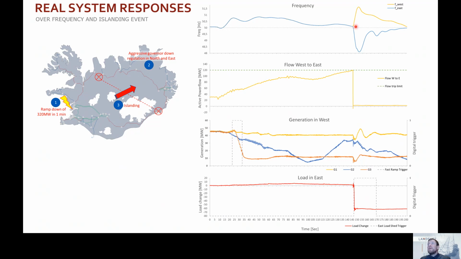Again, you see that immediately when this island is created, we have gotten very aggressive governor response on the other side of the system. This is not good, and that creates a very low underfrequency in the eastern system. And because of the very high underfrequency, it is detected and it trips the load, about 60 megawatts of load at that time in the east, but still the frequency is reaching about 48 hertz.